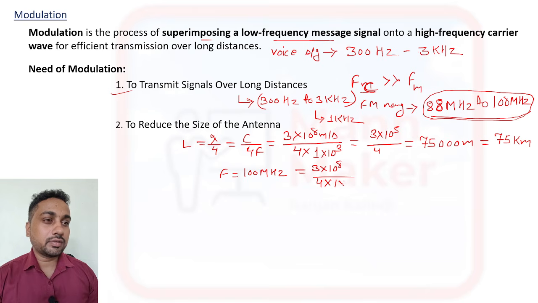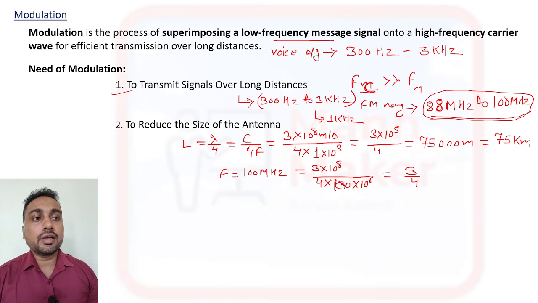So we can write this as 100 into 10 to the power 6. Here it will be 3 by 4, and if you calculate this you will get 0 point something, in meters. So 0 point something meter is the antenna size you are going to get. So how modulation reduces the size of the antenna, I think you have come to know.